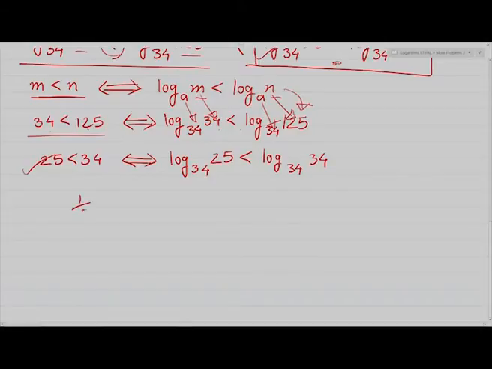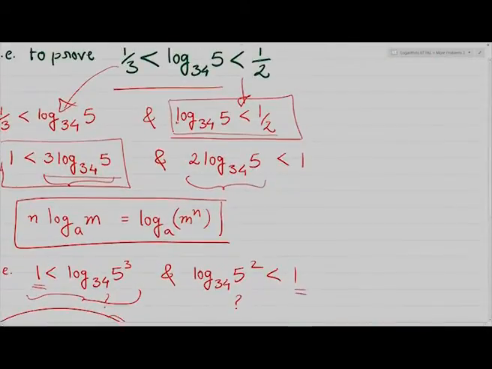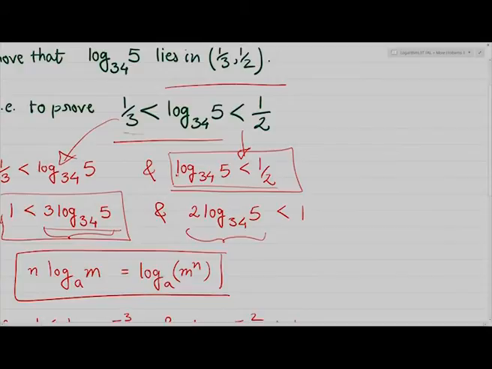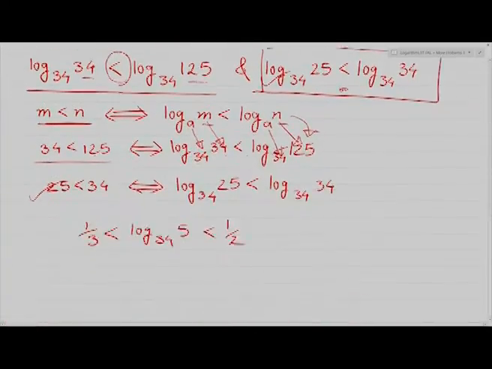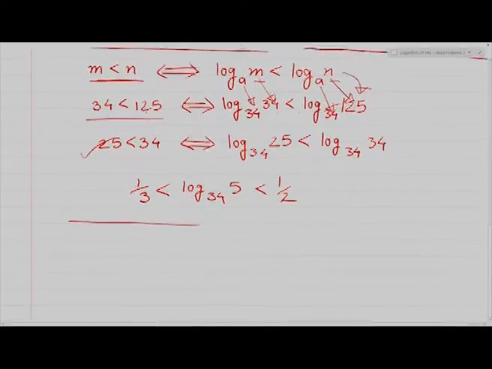1 by 3 is less than log to the base 34 of 5, which is less than 1 by 2. This is what we wanted to prove. Just go through once: 1 by 3 less than log to the base 34 of 5 less than half. I hope this is clear. Now, you should be able to solve any problem of this kind.